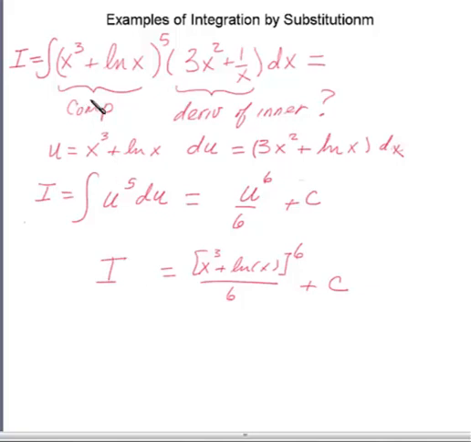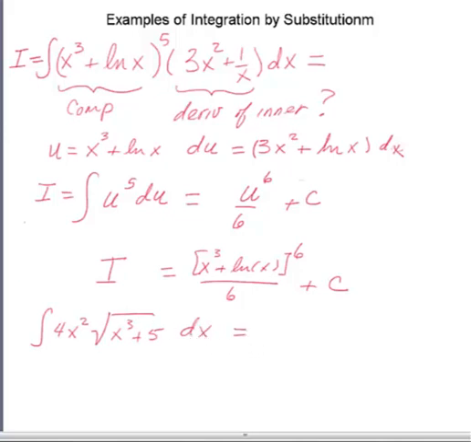So this integral, when you broke it down and used substitution, was really not hard at all to evaluate. Now let's try another example. Let's look at the integral of, say, 4x squared times the square root of x cubed plus 5 dx.